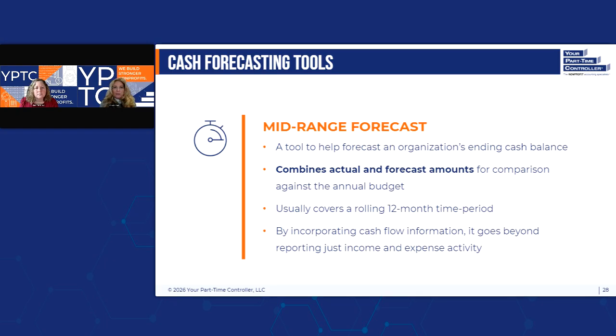So we're going to be covering a 12-month period, and we can roll it forward continuously for future planning. It aligns cash flow with the organization's strategic priorities, such as annual budgets, expenditures, and expansion opportunities. For nonprofits specifically, it helps align cash flow with fundraising goals and grant cycles.